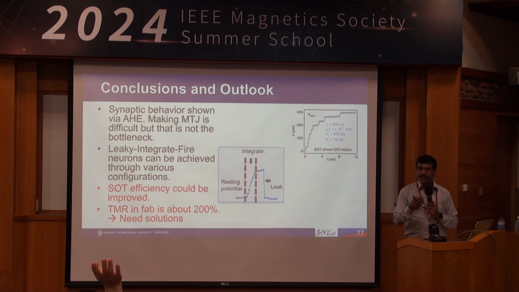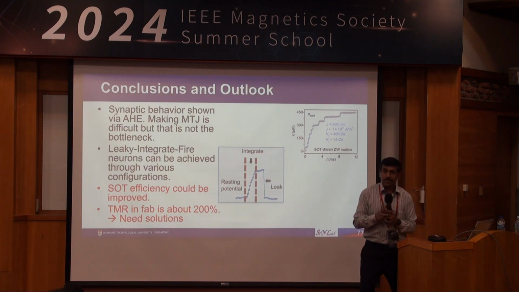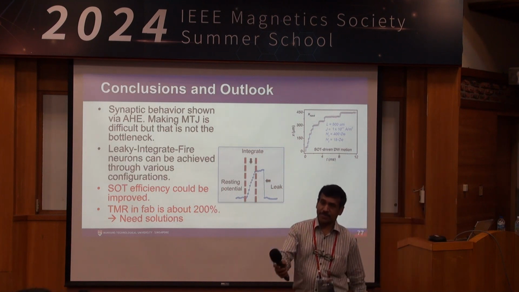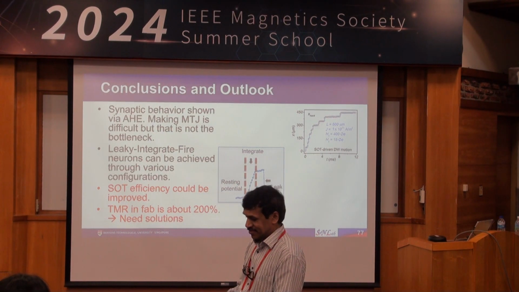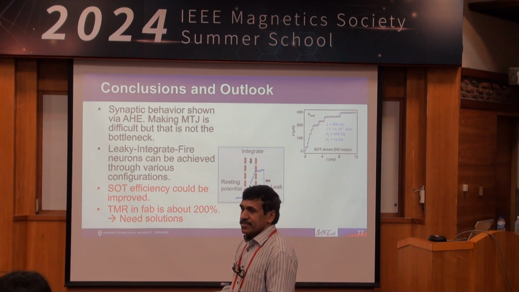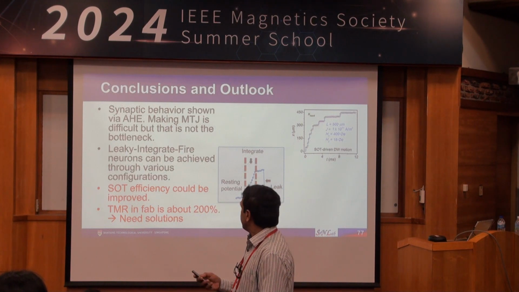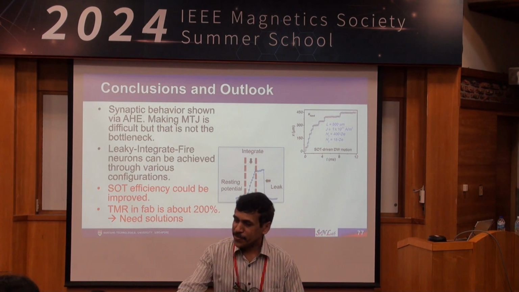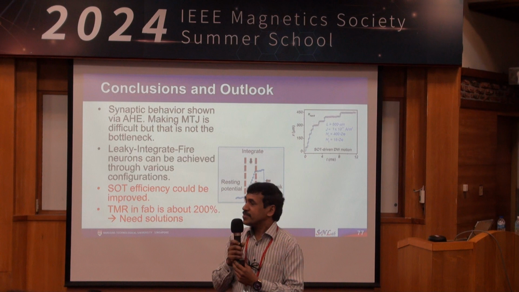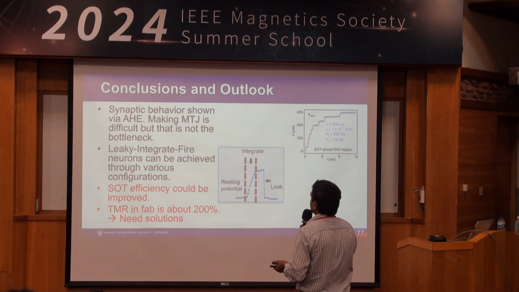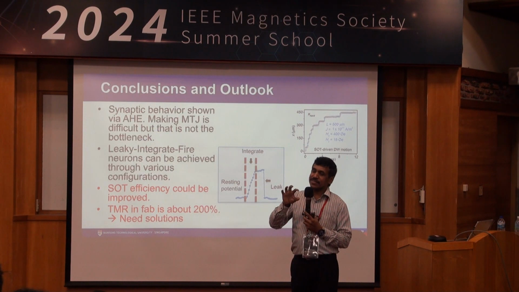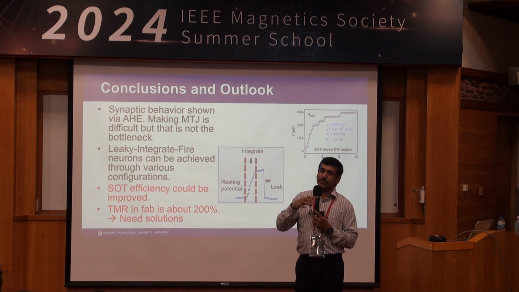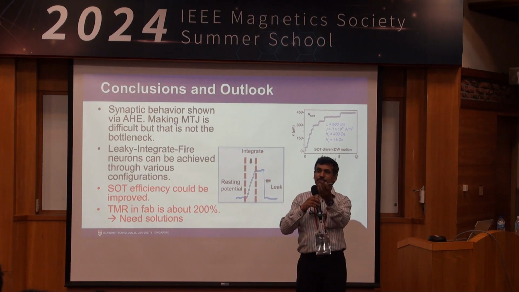Any questions? Yes. I want to ask, maybe I missed something, but which part did you consider for the weight operation? The weight operation is by the domain wall position. So in the synapse, we are looking at an MTJ, which has this kind of shape.